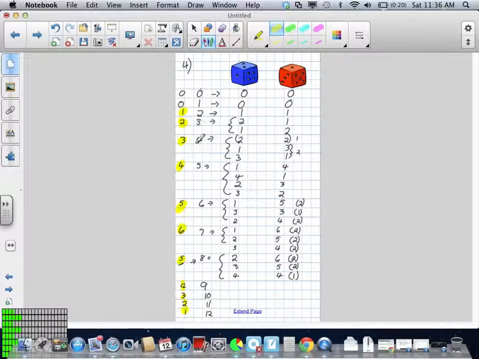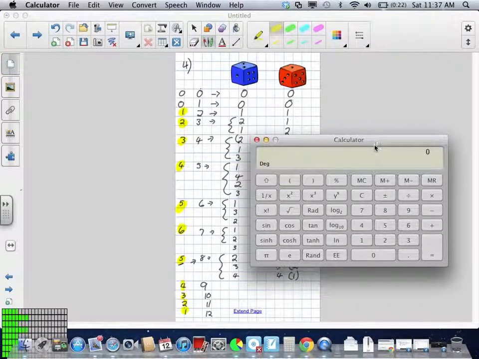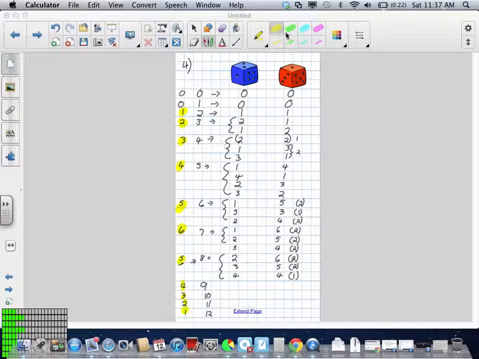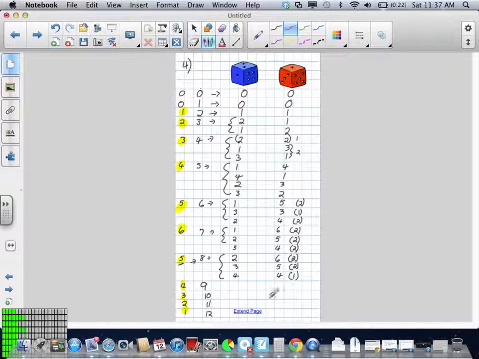1 plus 2 is 3, plus 3 is 6, plus 4 is 10, 15, 21, 27, 34, plus 3 more, 37. Is that what I'm counting here? Let's add them, make sure. 1 plus 2 plus 3 plus 4 plus 5 plus 6 plus 5... 36. So what they're telling us is there are 36 ways to roll dice. That's quite a few options. So that's a theoretical probability.